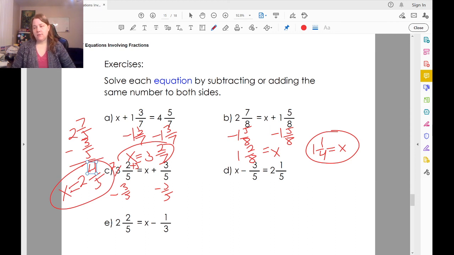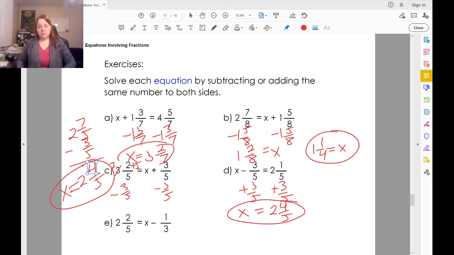Letter D, x minus 3/5 equals 2 1/5. Well, we're subtracting something away from x to make 2 1/5. So to figure out what the total of x is, we're going to add 3/5 back onto it. Add 3/5 on both sides, and that means that x is equal to 2 1/5 plus 3/5 is 2 4/5.